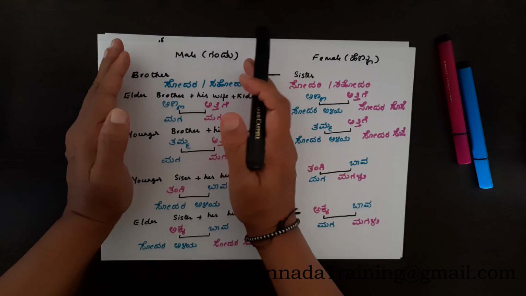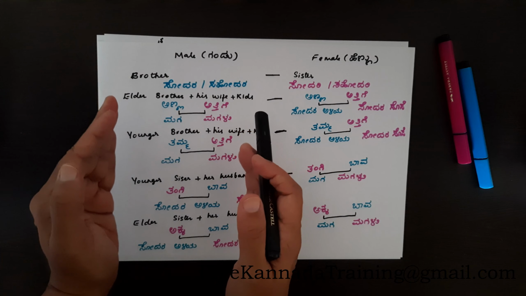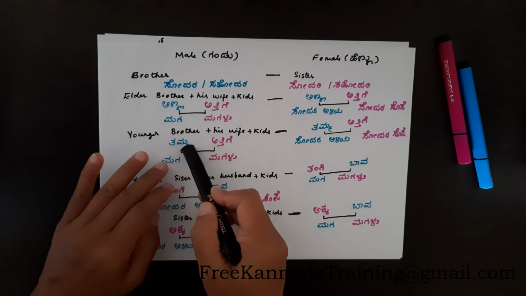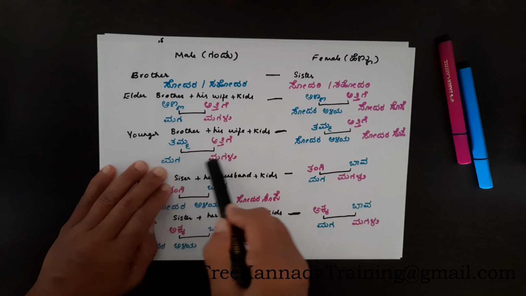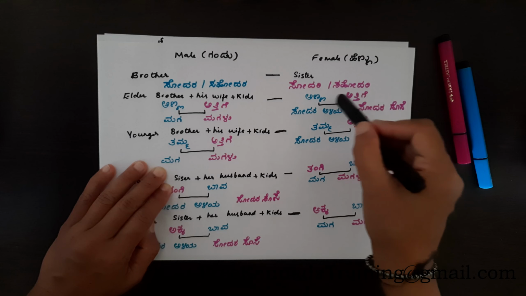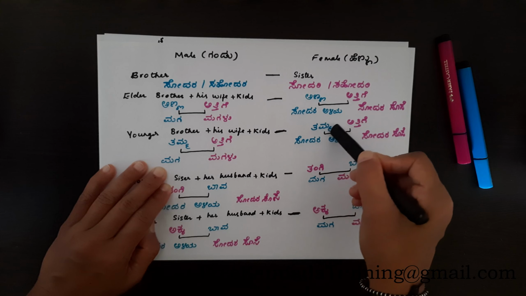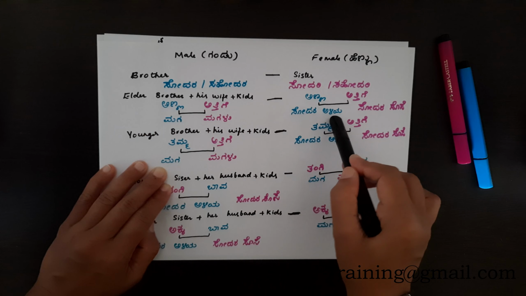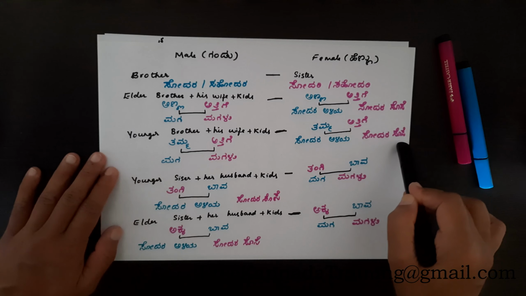So if you are male, your brother, elder will be Anna, younger will be Tamma. Their kids will be Maga Magalu. If you are female, your elder brother will be Anna, Tamma, same as like male, but their kids will be Sodara Aliya or Sodara Sose.